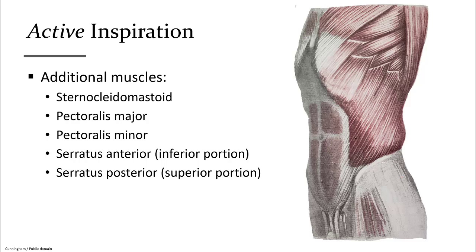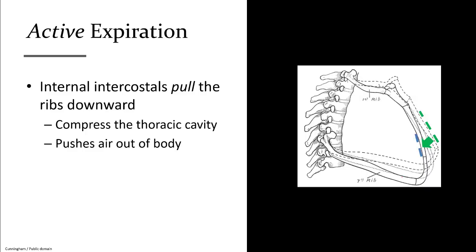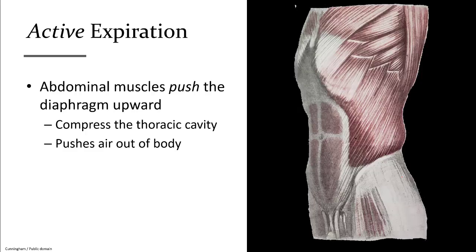Additional muscles to aid in active inspiration to help expand the thoracic cavity when a very large breath is being taken are listed here. If air is wanted to be expelled more forcefully than a regular breath out by the relaxation of the diaphragm, then the internal intercostal muscles can compress the thorax. The internal intercostal muscles pull the ribs downward to force more air out.